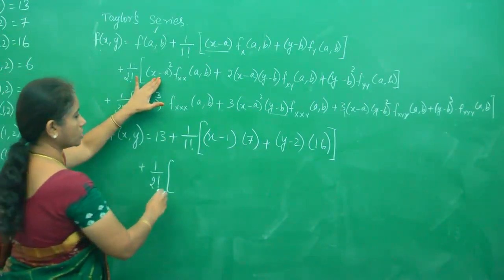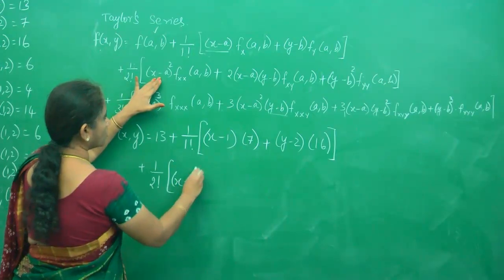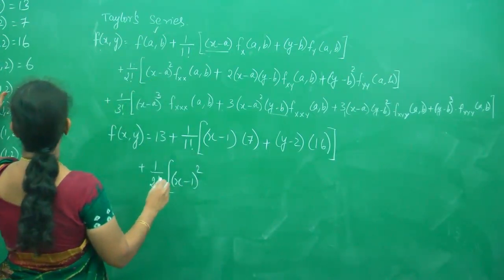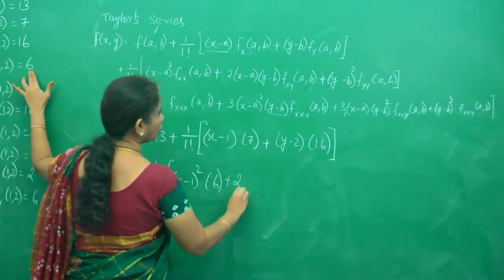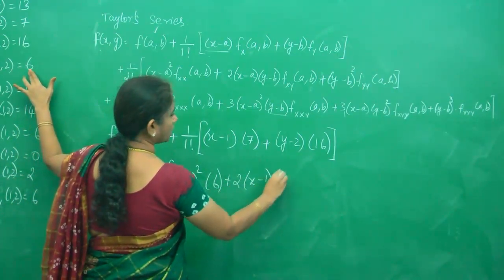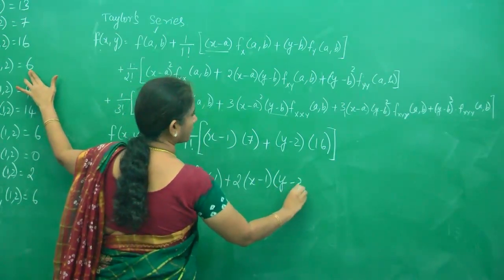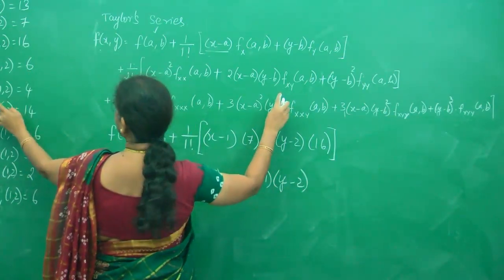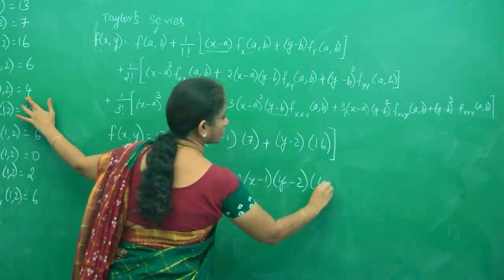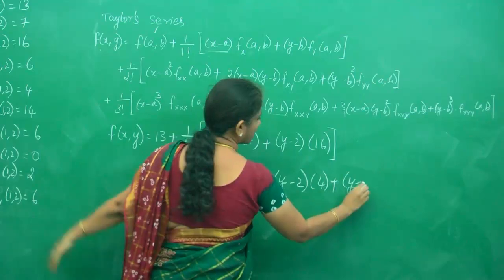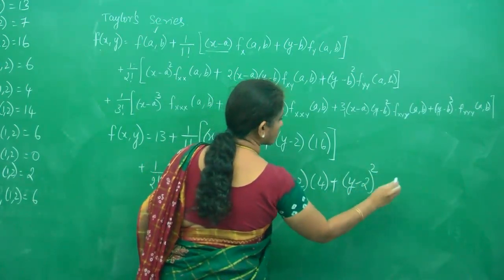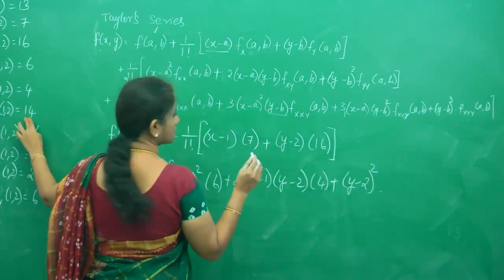Then x minus a the whole square is x minus 1 the whole square, fxx(1,2), which is 6, plus 2 into x minus 1 into y minus 2 into fxy, which is 4, plus y minus b, that is y minus 2 the whole square, into fyy, which is 14.